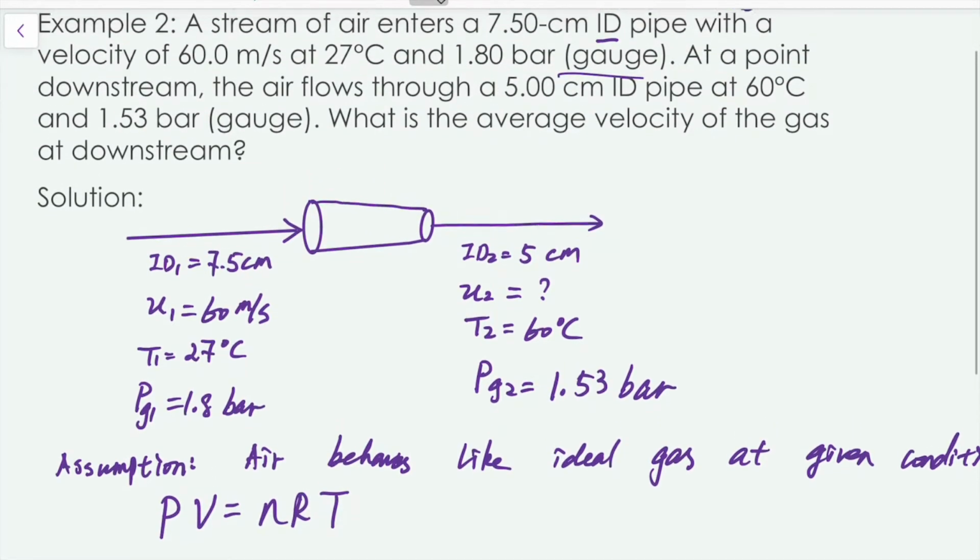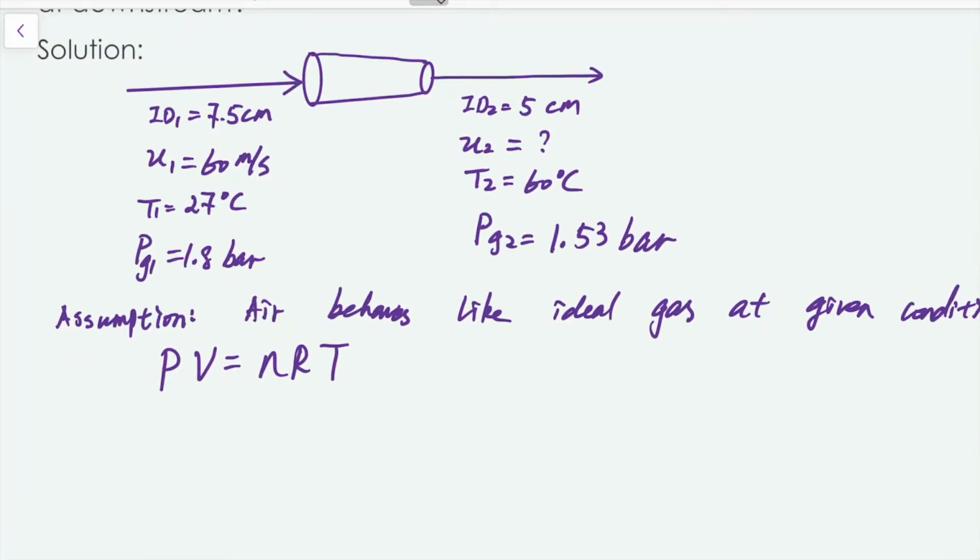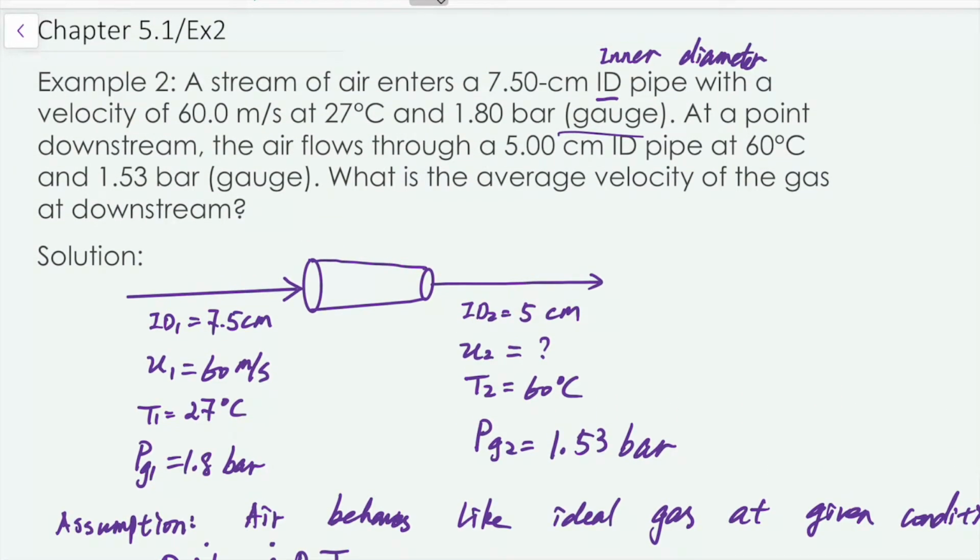Well, because it's given velocity, air flow in and flow out, we can use flow rate. We can apply volumetric flow rate and molar flow rate to the ideal gas law. Well, you can actually draw a system boundary. In this way you can see this mass flow in and flow out.